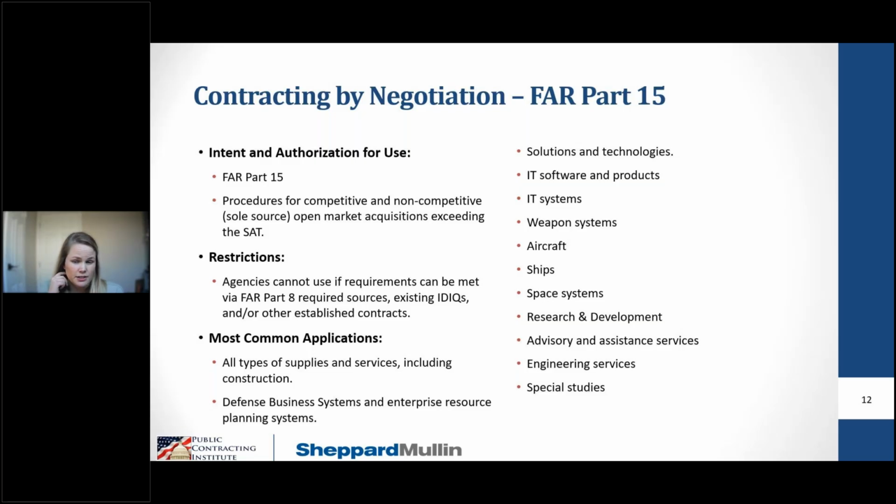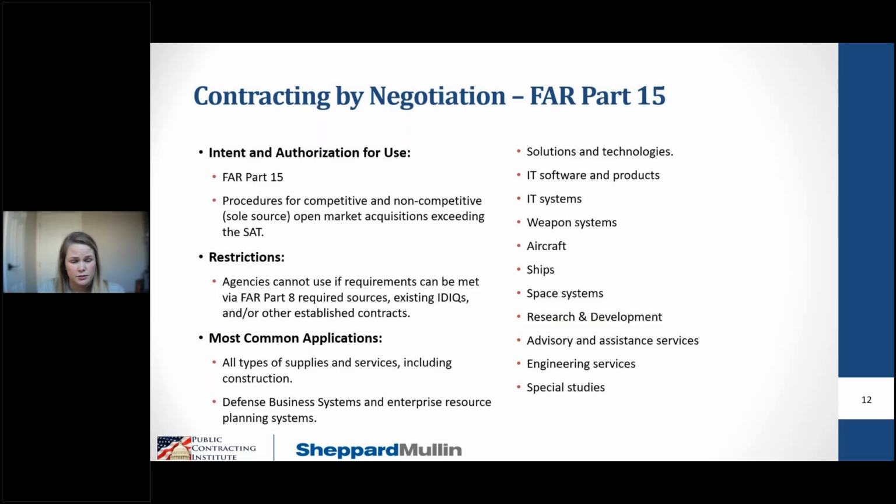Few restrictions on the use of FAR Part 15 procedures. Again, the only real restriction is that contracting by negotiation can't be used if the requirements can be met through a pre-established contracting vehicle. Again, the agency can't really reinvent the wheel to create a new contract if something else is available they could order from.